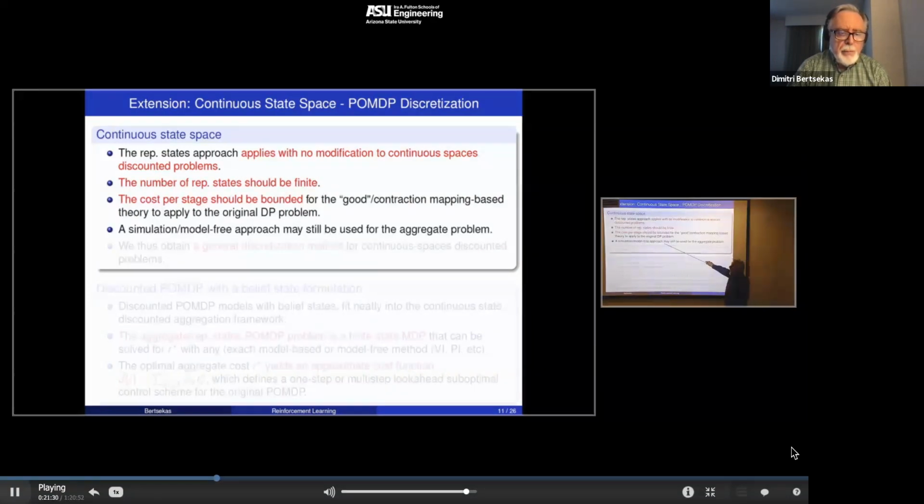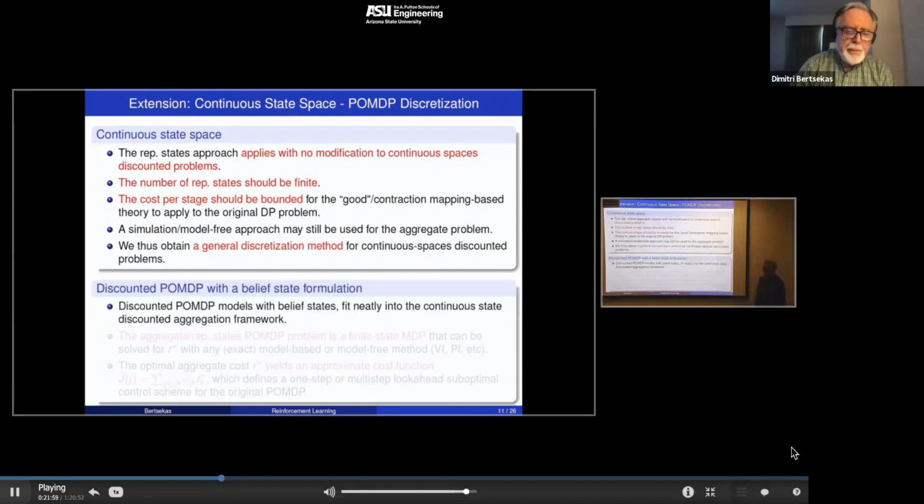We can still use a simulation based approach for solving the aggregate problem, because if we have a simulator for the original continuous space problem, we still have a simulator for the aggregate problem as well. So in this way, we have a general discretization method for continuous spaces discounted problems. And this can be quite useful in a number of contexts. And an important context where this is true is POMDP. Now, POMDP, remember, is finite state problems with partial state information.